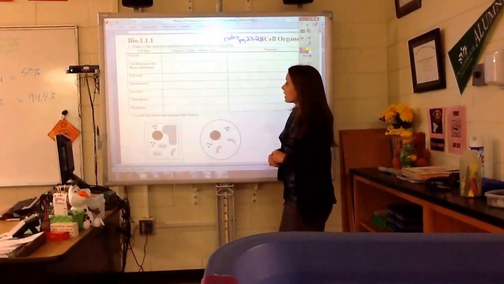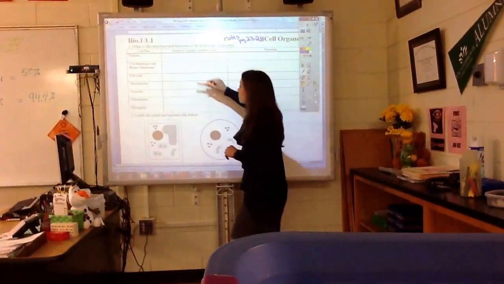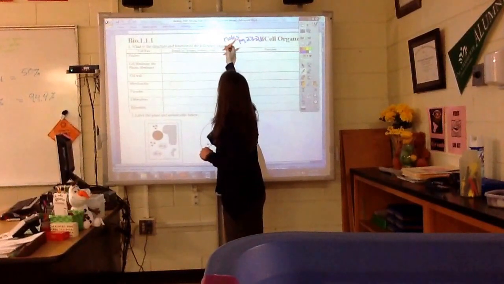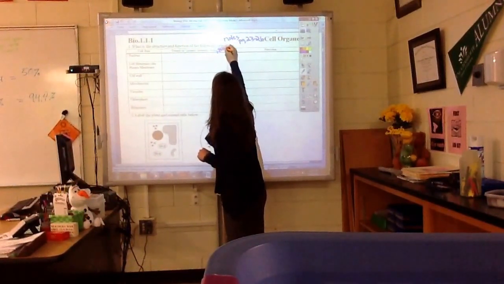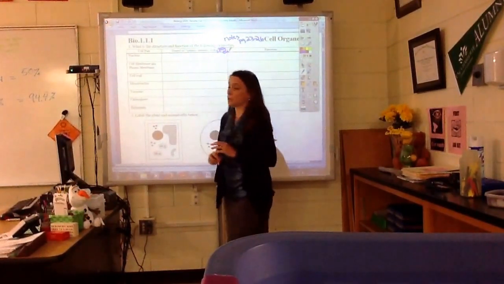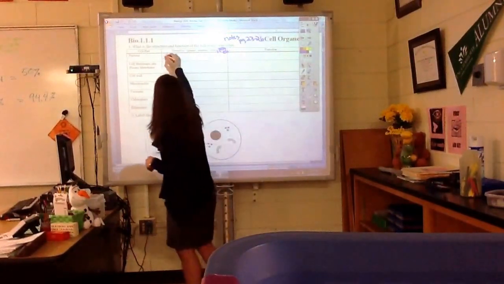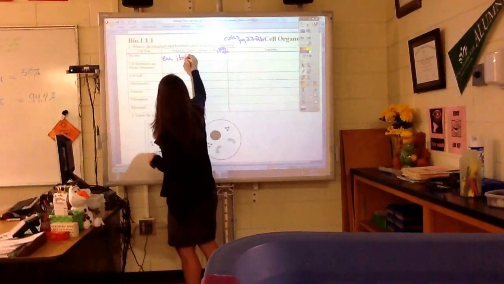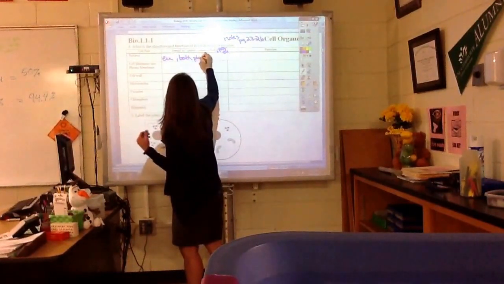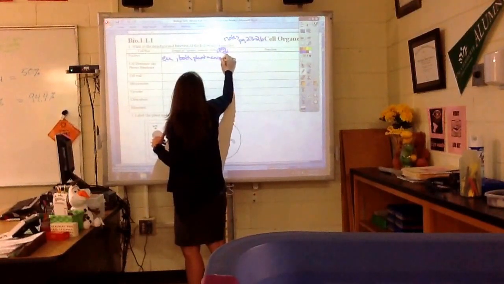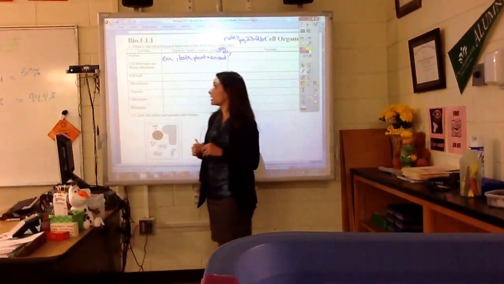When we look here at the cell parts, we need to fix this. It says found in plants, animals, both. We also need to add pro and U. If we look at a nucleus, it is found in eukaryotes, both plant and animal. And you should be able to tell me the job of the nucleus as well.